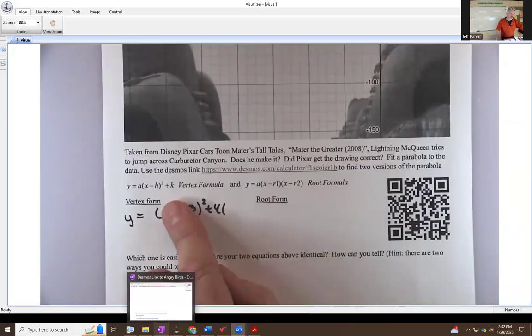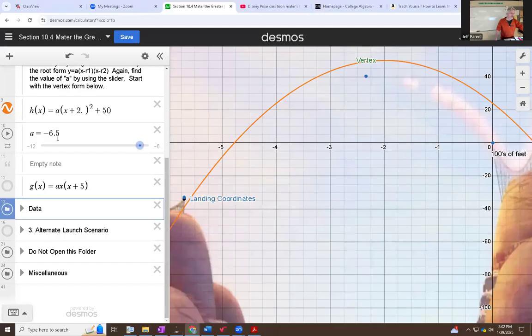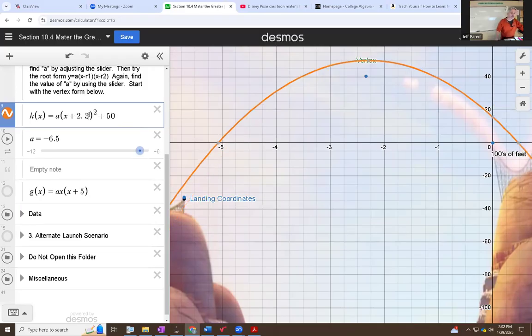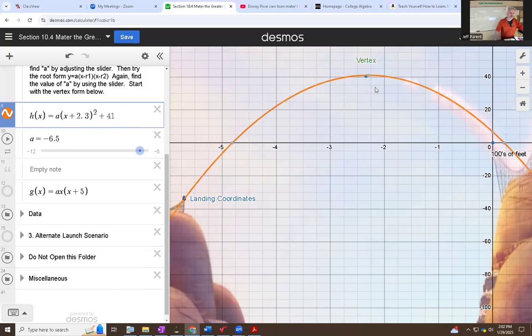So let's flip back over to here. I'll type in 2.3, so that's going to move the parabola to the left. If I change the 50 to a 41, that should move things down a little bit, so it goes pretty close to the vertex. I'm not giving you the exact answer here yet, but then you can start shifting this around a little bit until you get something that looks pretty good.